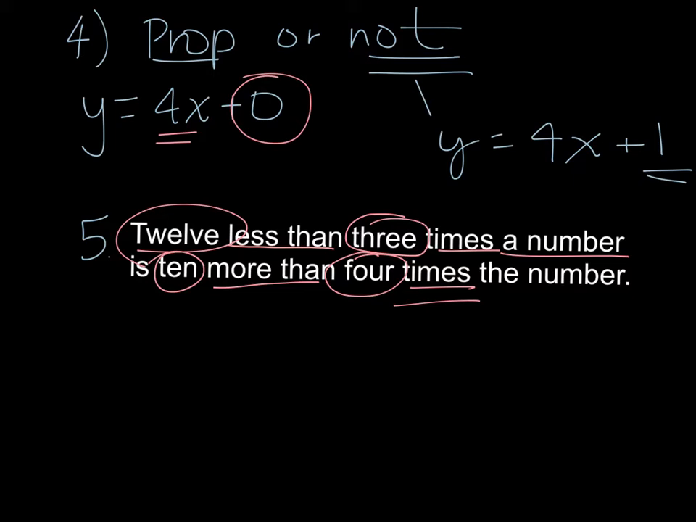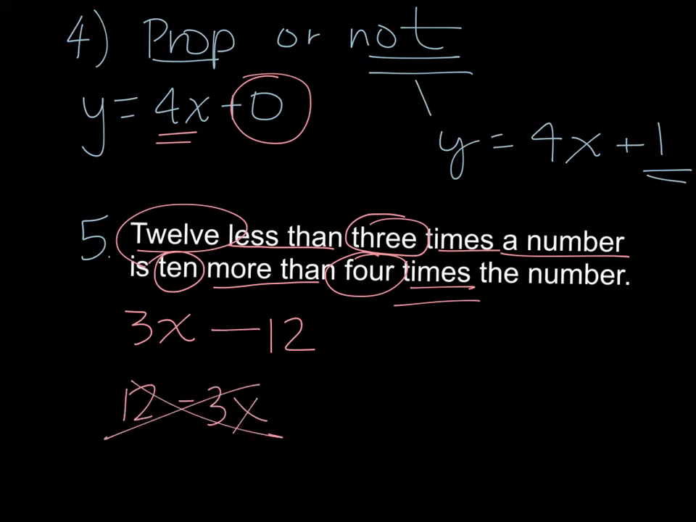So 12 less than 3 times a number means 12 comes after. So I'm going to put 12 after. 3 times a number is 3 times the number and 12 less than. So remember, it is not this, okay? 12 has to come after. Is means equal, 10 more than 4 times the number. And that's all. I mean, later on I'll ask you to solve problems like this, but for this one, all you're doing is translating it.